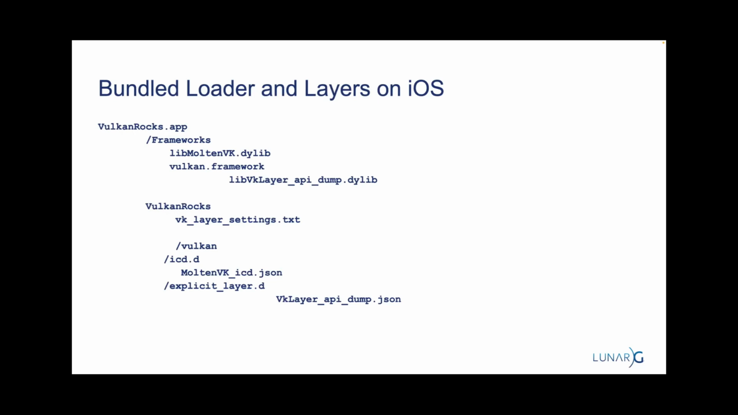Your application binary just sits right at the root of the application bundle. If you have a VK layer settings file to affect the settings of the layer, this is where you put it as well, right at the same level in the bundle. And then we also have a Vulkan folder. This didn't line up exactly the way it should on the slide. Don't be too misled, but frameworks, Vulkan rocks, and Vulkan down at the bottom are all at the same level.